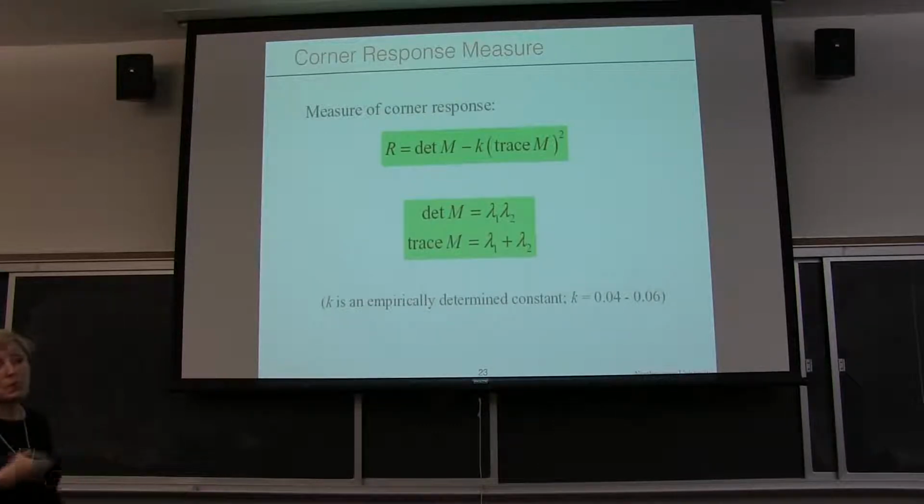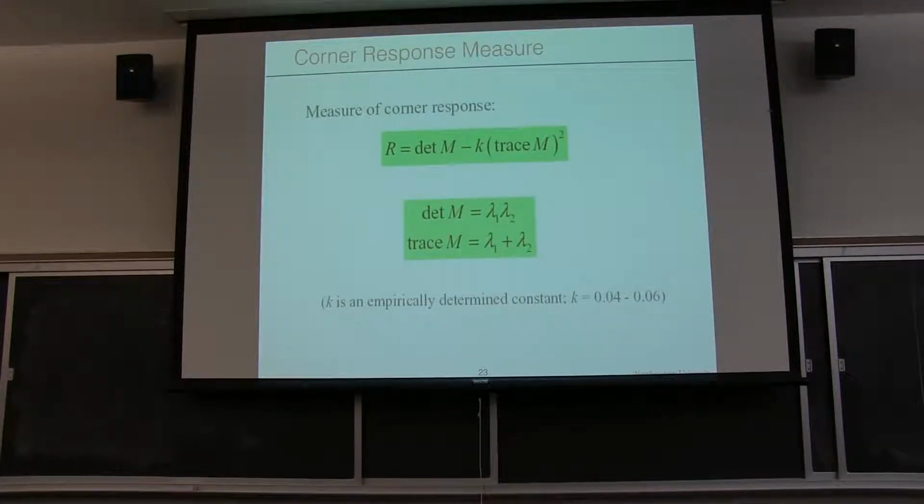The product is going to be large, right? The sum is also going to be large, but the product in general will be larger than the sum. Yes? And also, I am multiplying the trace. I'm squaring the trace, so it's of the order of these guys. But also multiplying by k, where k is a small number. Okay? So when I subtract this from this, how is R going to be?